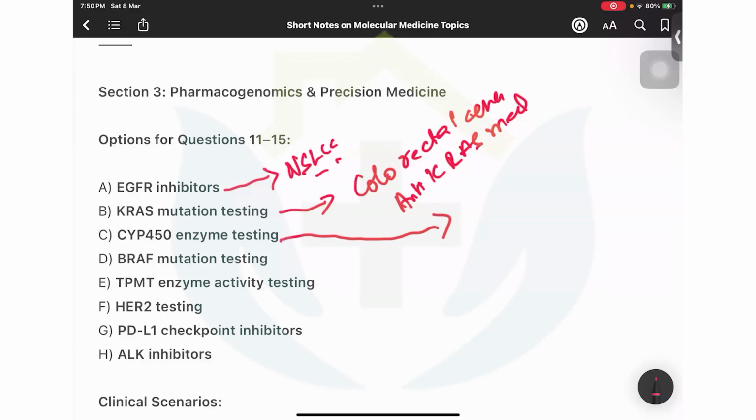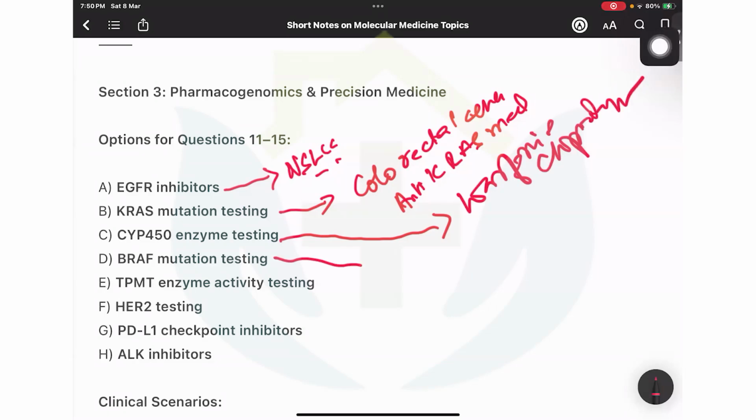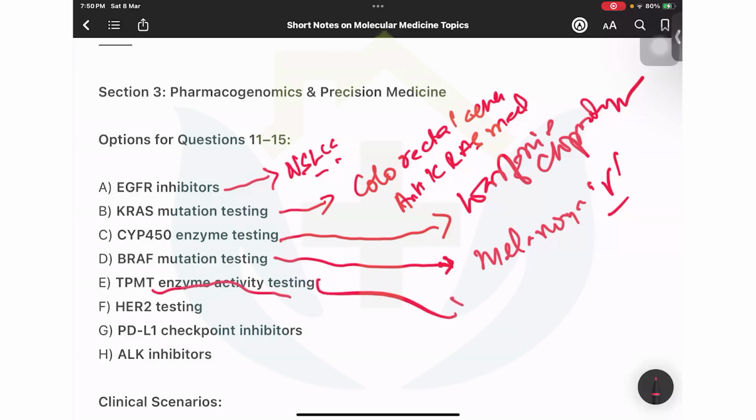Cytochrome P450 testing is done in which medicine? Warfarin, clopidogrel. Warfarin plus clopidogrel, and so many others also, but these are the main ones. BRAF mutation? Melanoma. Yes, melanoma. There is some drug known by the name of VER something. I don't remember, but it starts with V and it is a zumab or nib maybe, something of that sort. TPMT enzyme testing? Azathioprine, and 6-MP mercaptopurine.